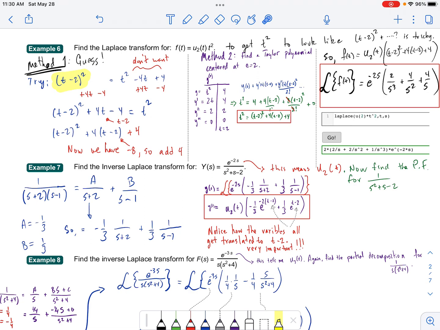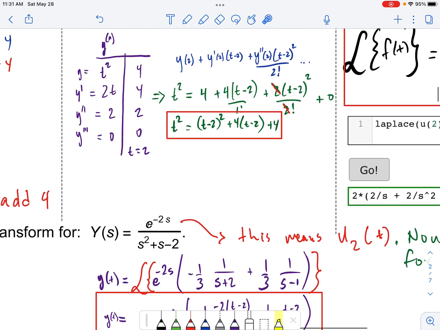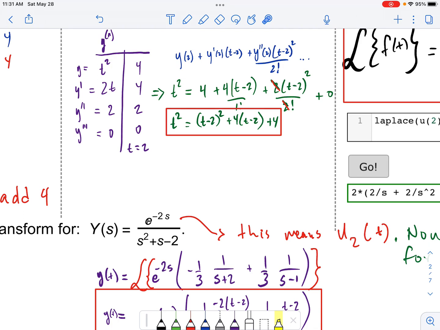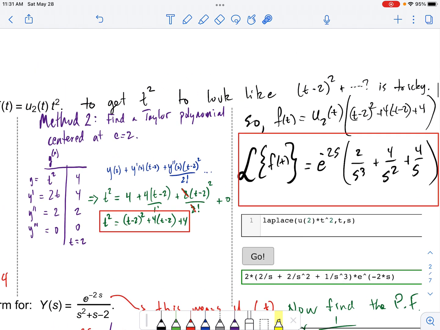So putting it into our Taylor formula, we get y of 2 plus y prime of 2 times t minus 2, plus y double prime of 2 times t minus 2 squared over 2 factorial. And substituting in our values, we see that we get exactly the same expression. t squared can be written as t minus 2 quantity squared plus 4 times t minus 2 plus 4. So that's what we'll take our Laplace of after multiplying it by the unit step function.